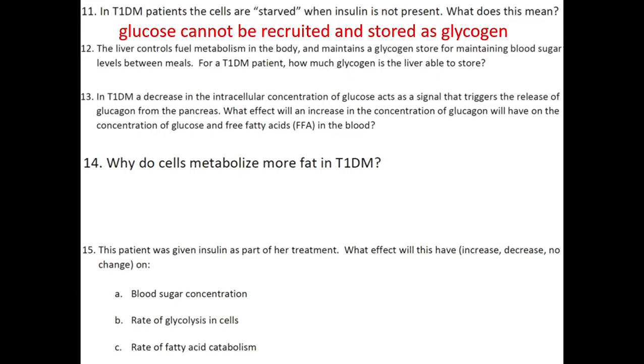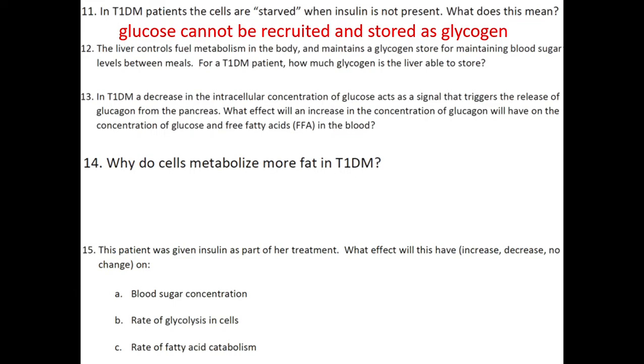So where do those glucose go? They are dissipated from our system. They are released from our body. This is why we call it diabetes. So insulin is not functioning here. We don't have enough insulin to store glucose into glycogen. Therefore, our cells are starved.